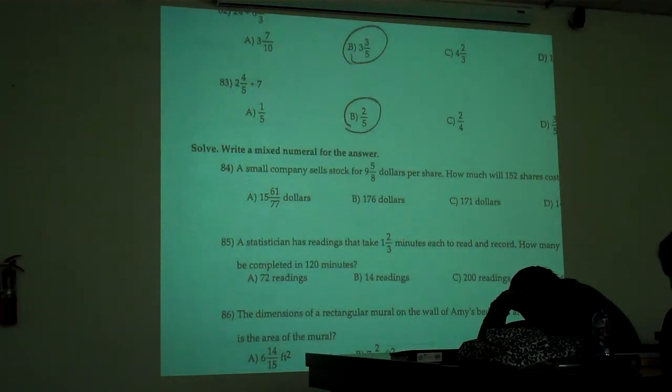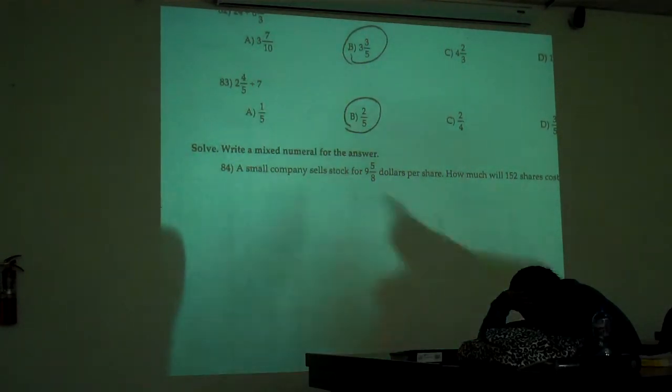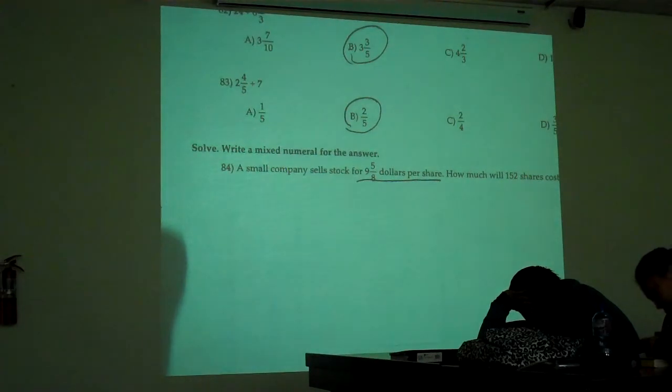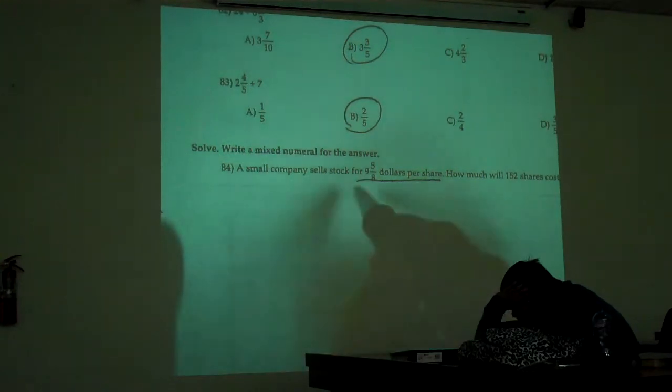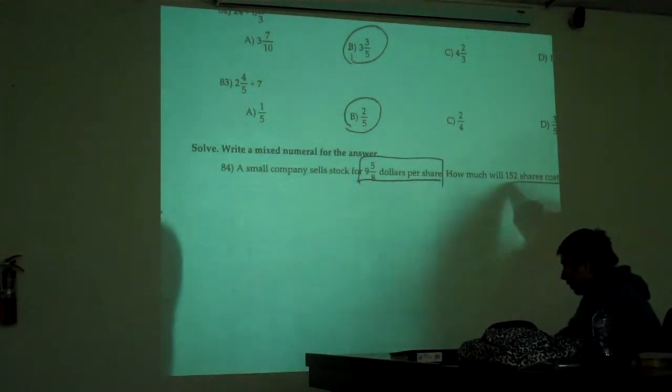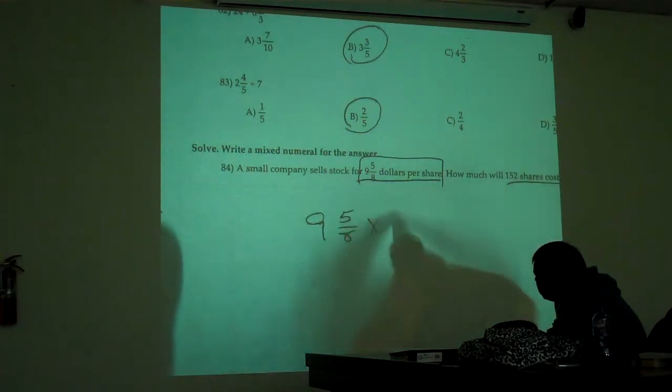84. A small company sells stock for 9 5/8 per share. It's 9 point something, right? $9 something. How much will 152 shares cost? Well, if it was like $10 a share, you do $10 times how many you bought, right? So we're going to do how much it cost times how many you bought. 9 5/8 times the 152.